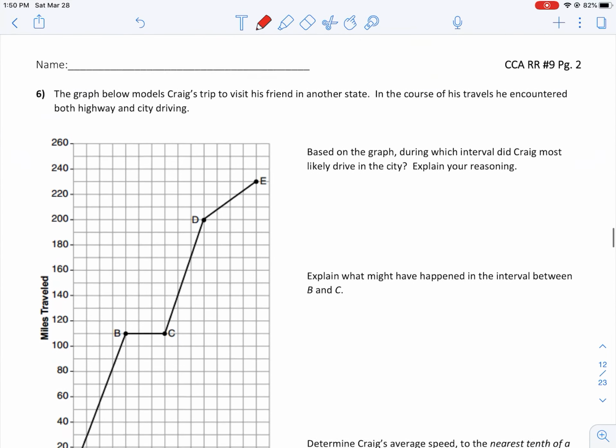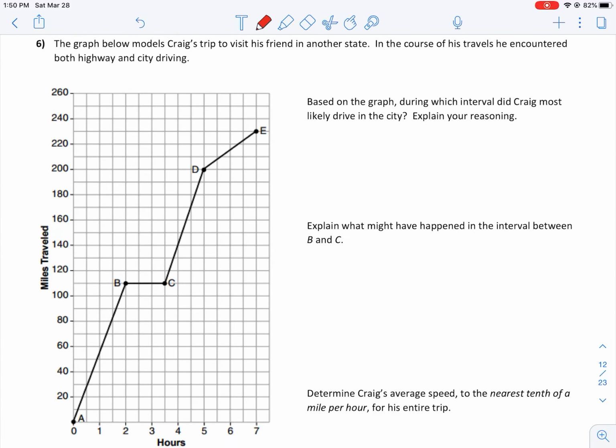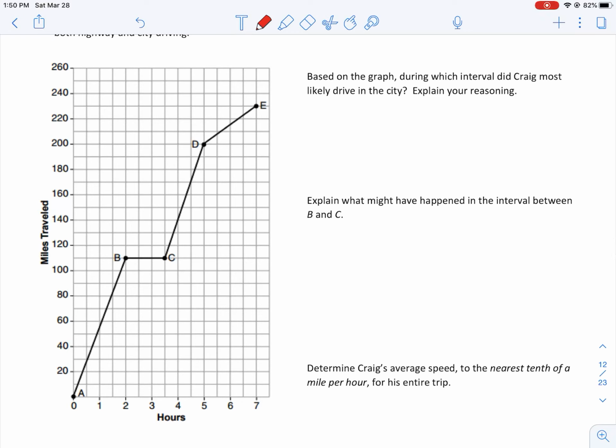And we have one more on the back. So this question is about Craig driving to meet his friend in another state. So in the course of his travels, he encountered both highway and city driving. Based on the graph, during which interval did Craig most likely drive in the city? So we have 4 intervals. We have from A to B, and you can see his speed is definitely increasing. But from B to C, he didn't travel any miles at all, but time went on. That means that he was stopped here.